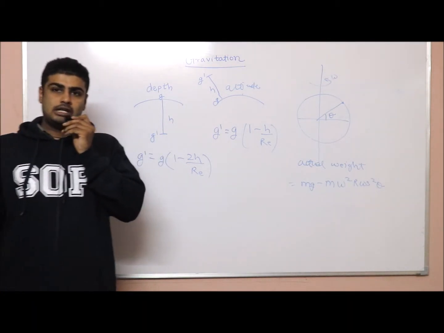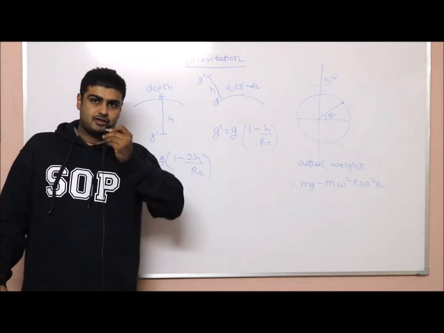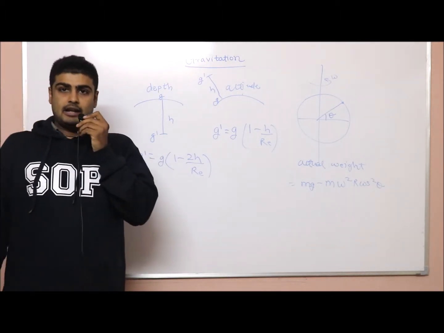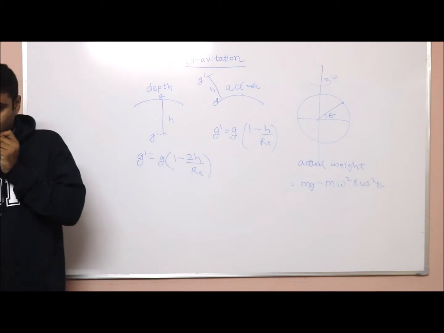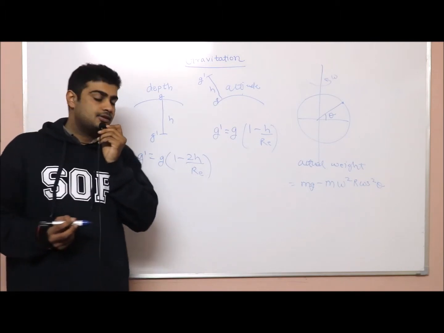What do you know about Earth? Is Earth a perfect sphere? You know it is not a perfect sphere. It is elliptical in shape. So Earth is elliptical in shape.